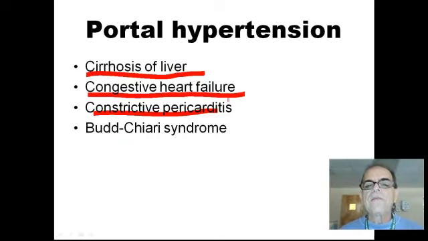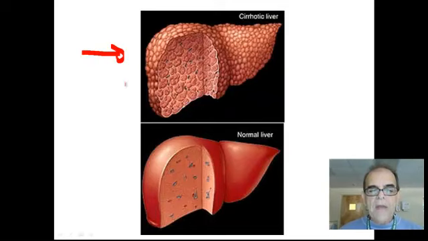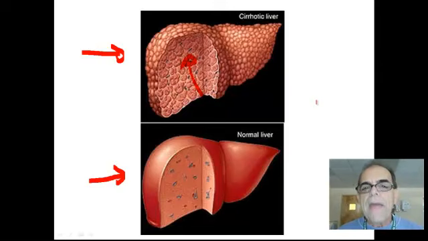Cirrhosis of the liver is the most common cause of portal hypertension. The blood accumulates in the portal system because it cannot pass through the liver. You can see an illustration of a cirrhotic liver and a normal liver. In the cirrhotic liver, the blood cannot go through the liver, accumulates in the portal vein and of course in the portal system.